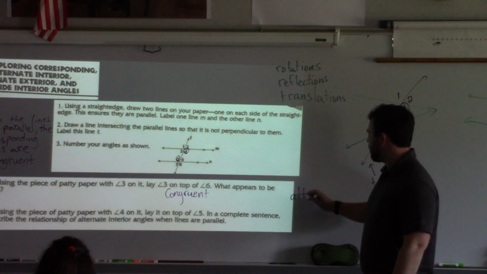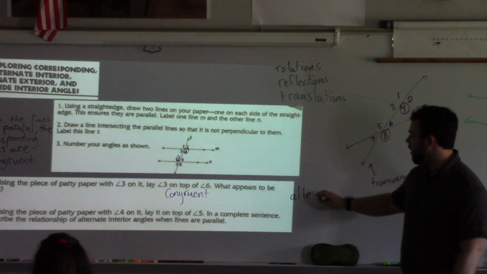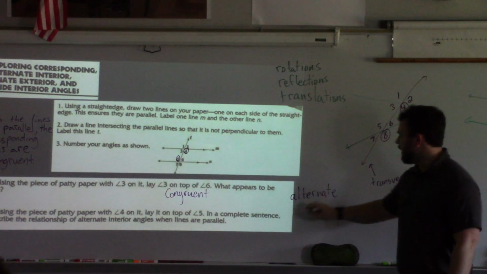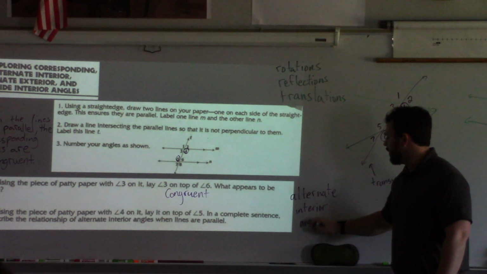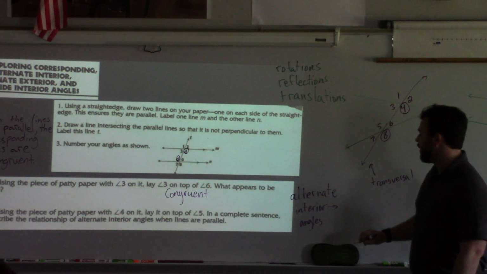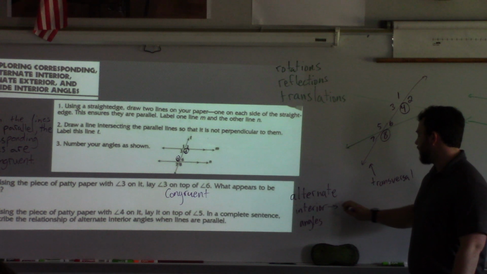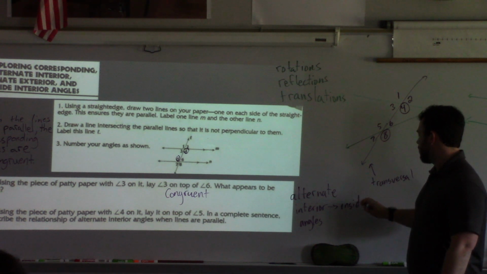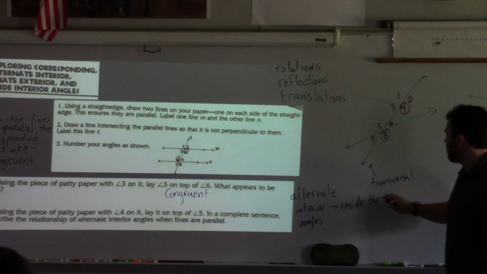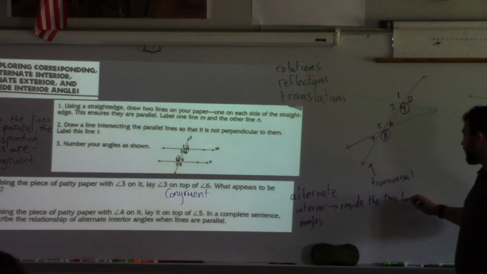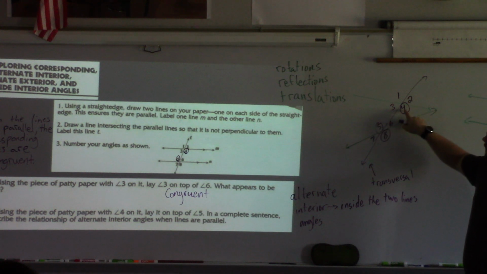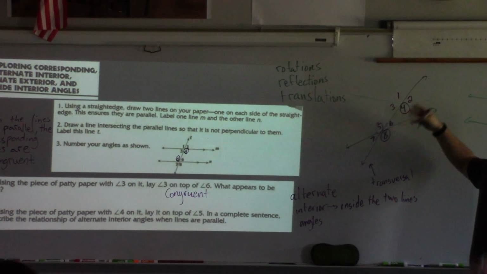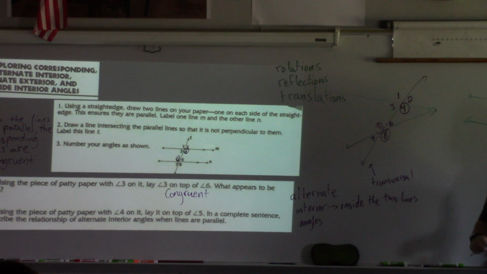So alternate, and this really needs to go under 8 or 9, alternate interior angles. When we say alternate interior, we are talking about angles that are inside the two lines. Notice I will say not necessarily parallel, because you see angle 4 and angle 5 here? Are those still on the interior? Yes, right? So they don't have to be parallel lines to be alternate interior.